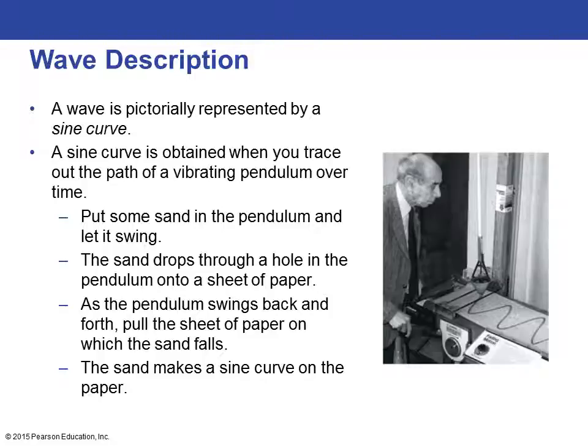And a sine curve is obtained when you trace out the path of a vibrating pendulum over time. So if you were to put some sand in the pendulum and let it swing, the sand were to drop through a hole in the pendulum on a sheet of paper. As long as the pendulum swings back and forth, if you were to pull the paper slowly underneath that sand, you would end up with this shape here. And so the sand essentially would make the sine curve on the paper.